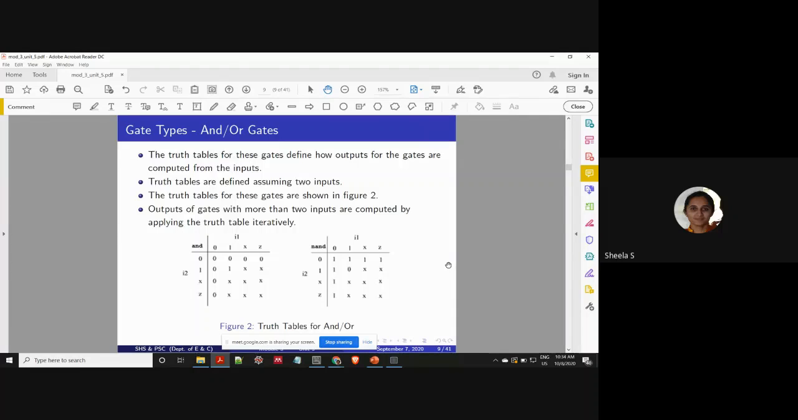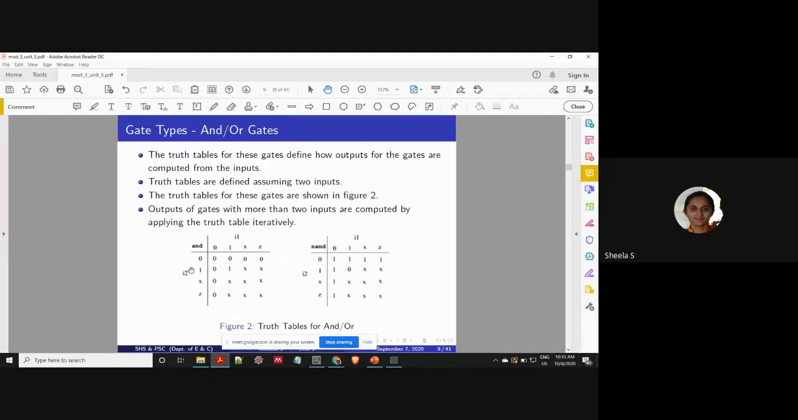When we consider these gates, we know what different values can be given for a gate: either logic 0 or logic 1. If we don't know whether it is 0 or 1, then a don't care term X. And if none of the values are connected, then it is a high impedance. Only these four values can be given for the gates.